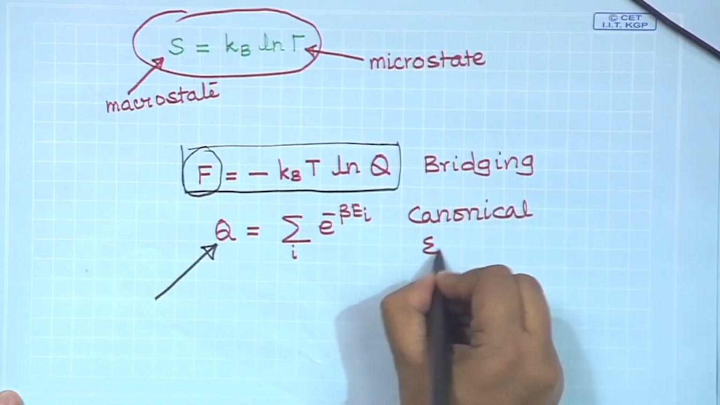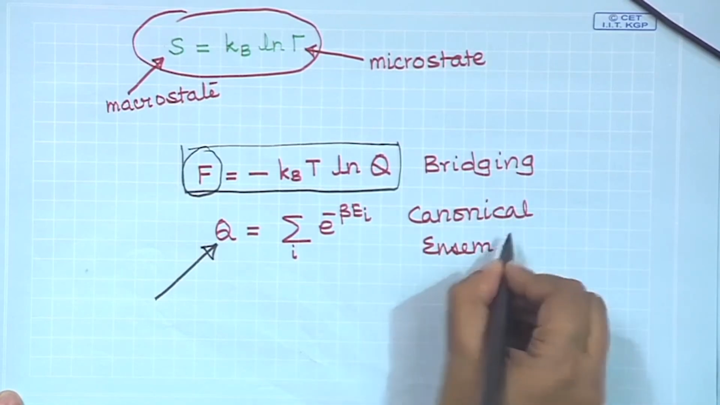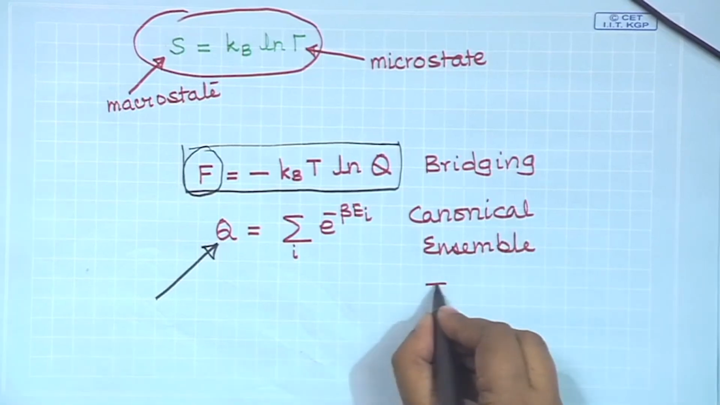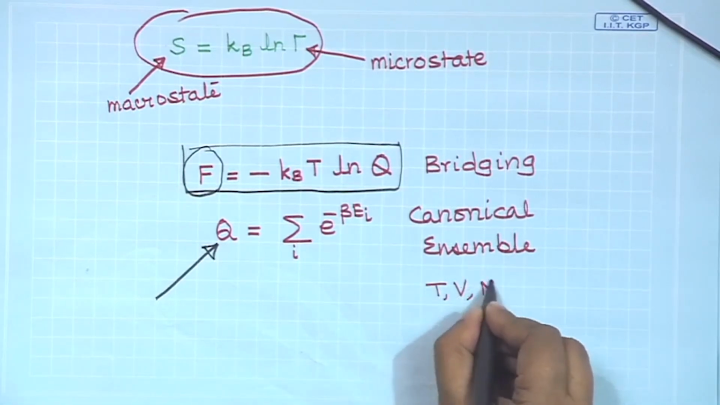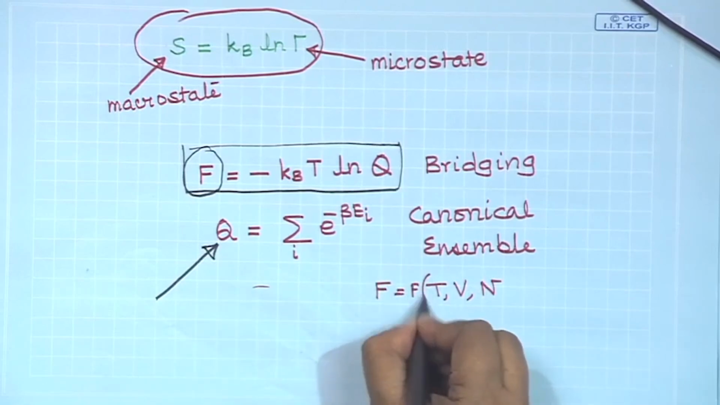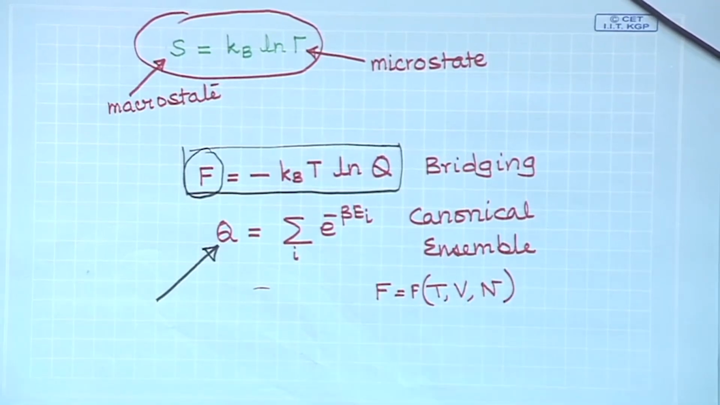Okay. So, as you understand, in the canonical ensemble, the thermodynamics is being described in terms of a given temperature, volume and number of particles. We know that F is a thermodynamic potential under such condition, which has these three parameters as its natural variables, and this appears in this bridging relationship.